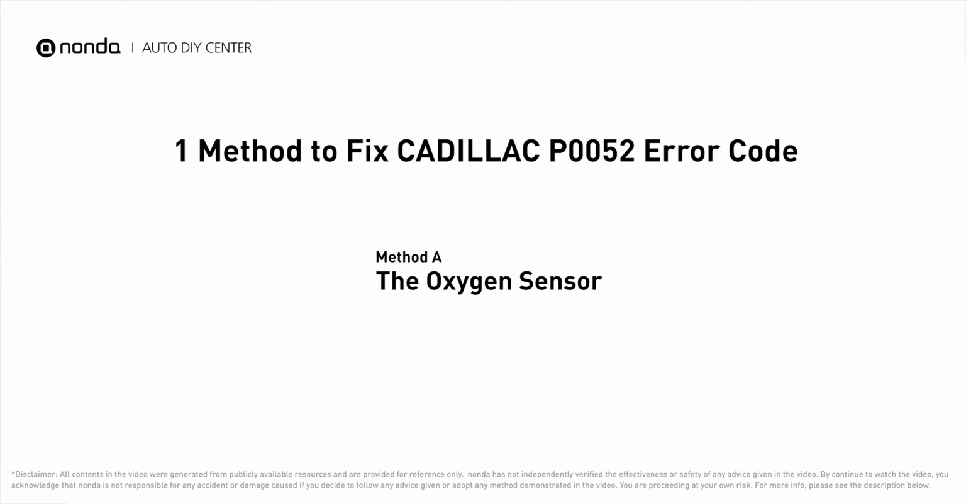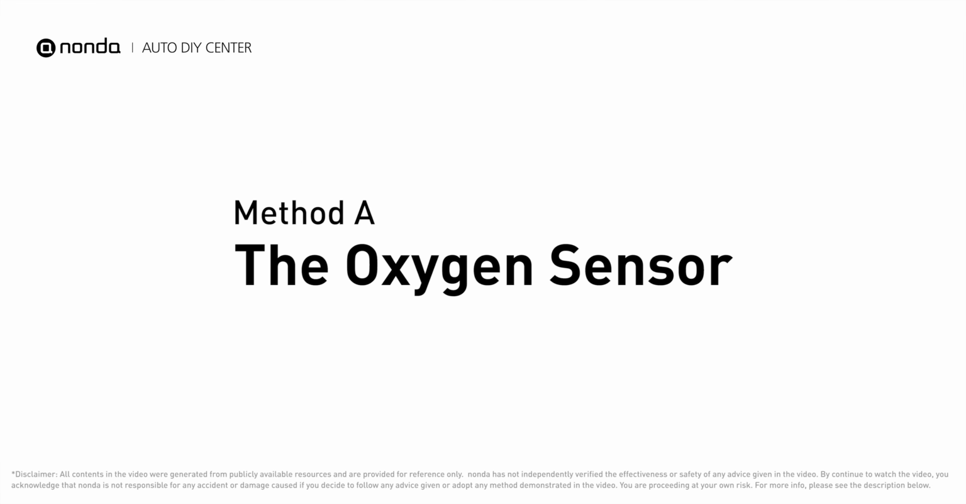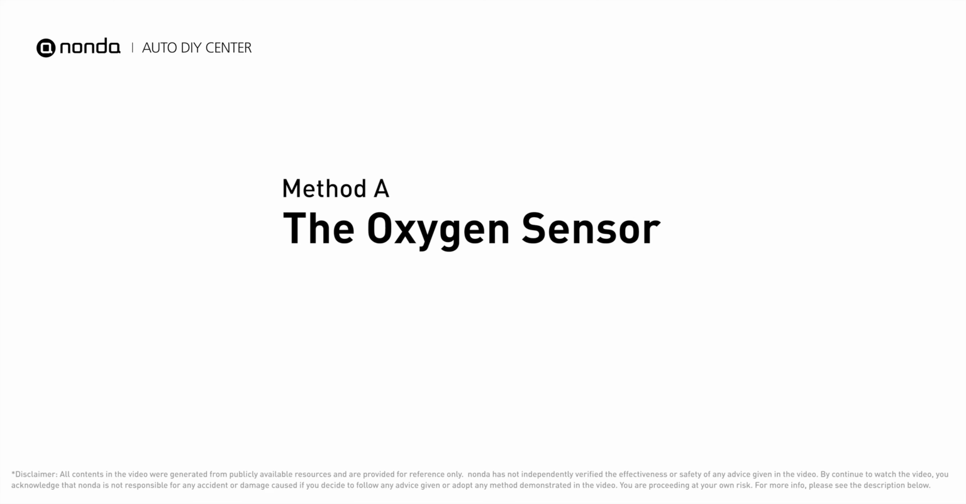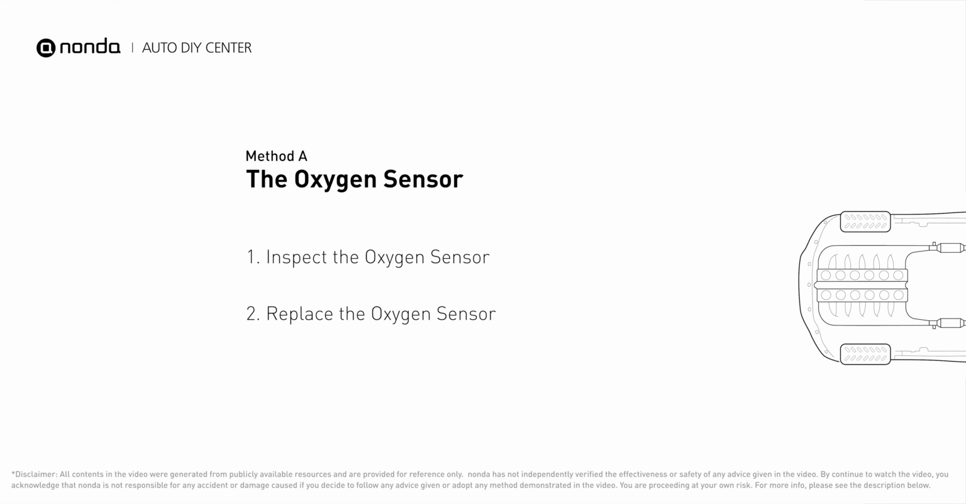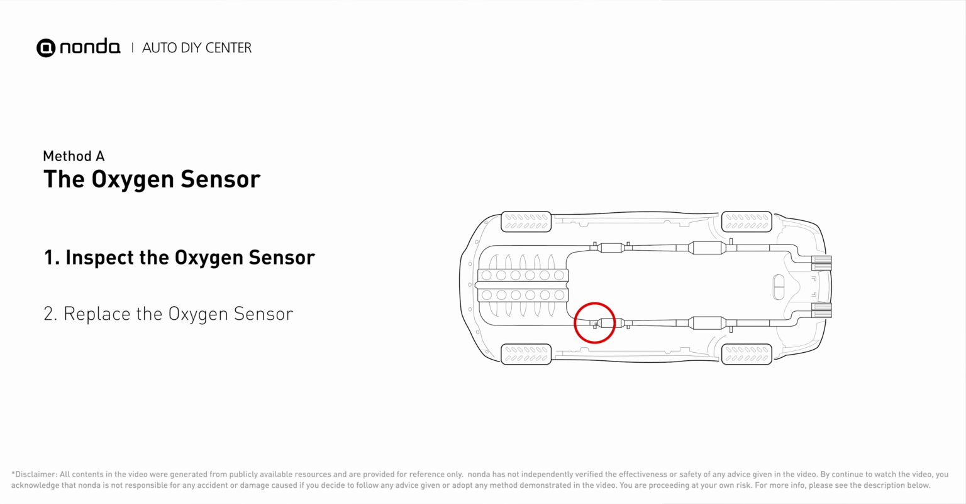Here is one of the most practical solutions to fix Cadillac's P0052 error code. Method A, the oxygen sensor. This oxygen sensor is located right before the catalytic converter. Bank 2 is on the side with the cylinder number 2. Sensor number 1 is usually the one in the exhaust manifold.